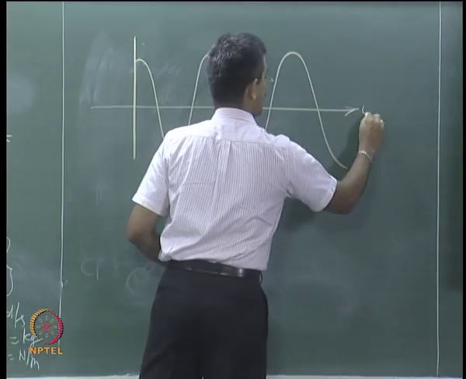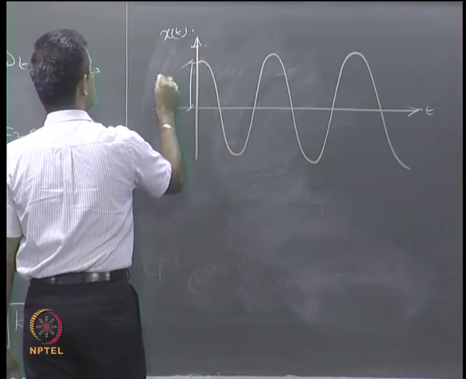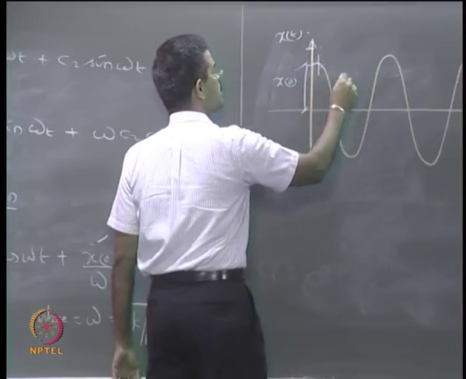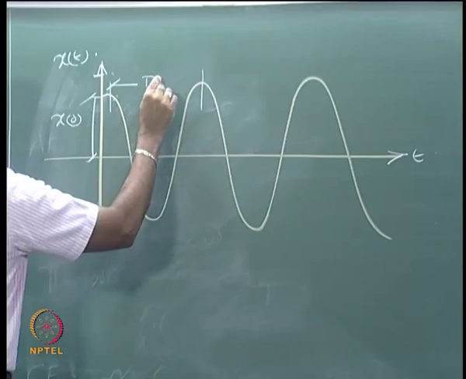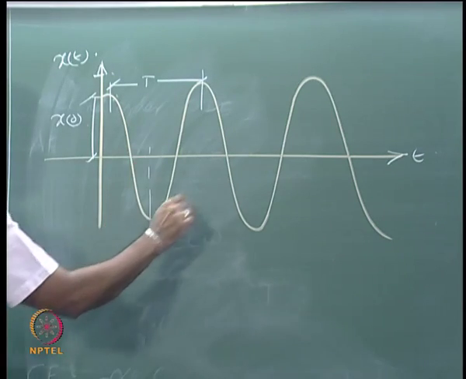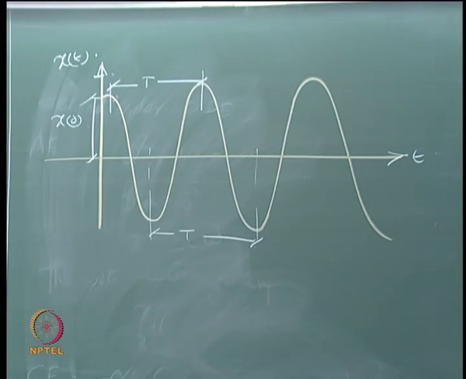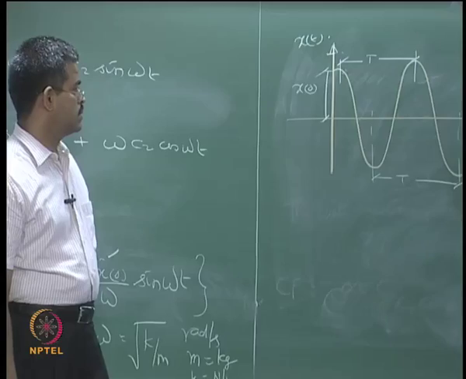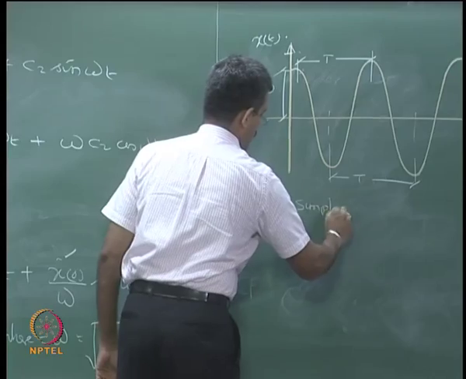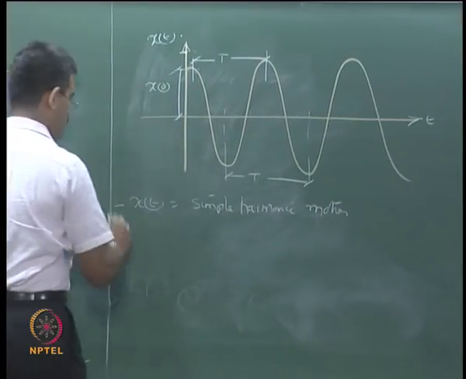So, this is my function of time, this is my x of t, and this value is what I call x0. Pick up any successive peak and that is my time period of vibration, one full cycle. You can pick it up even in the negative peaks also, this is also T. So, x of t, as you see here, is a simple harmonic motion. That is the first observation I see from this figure.